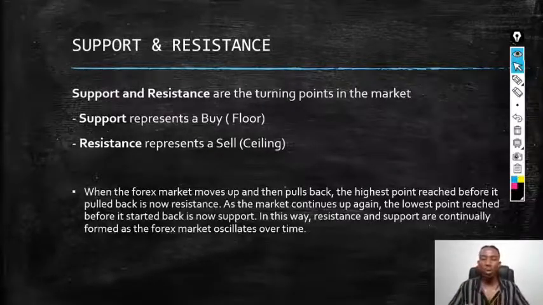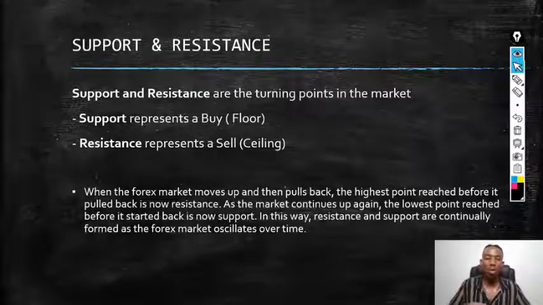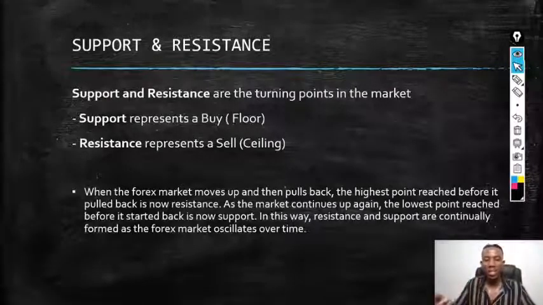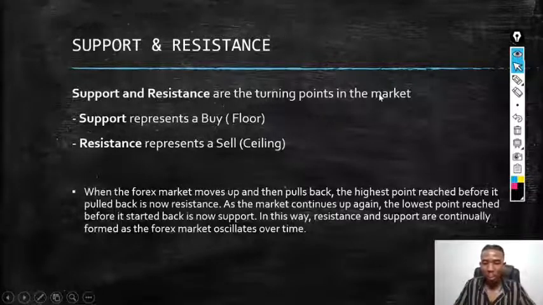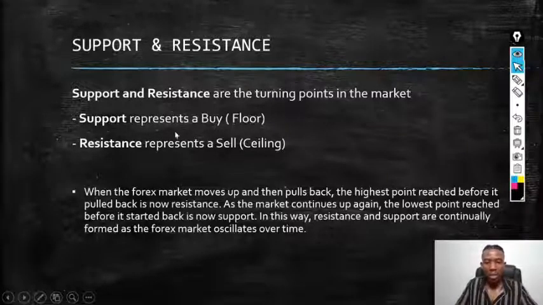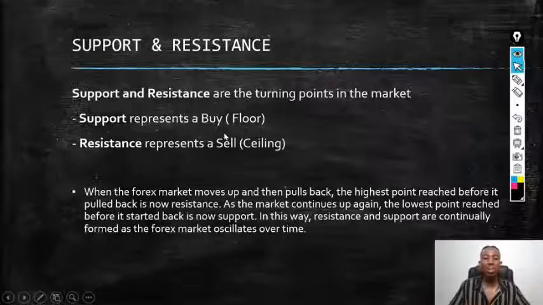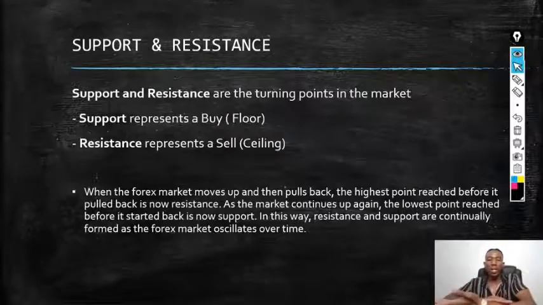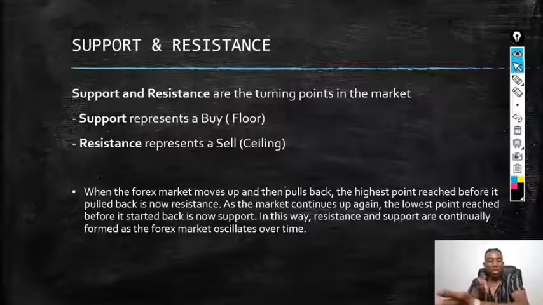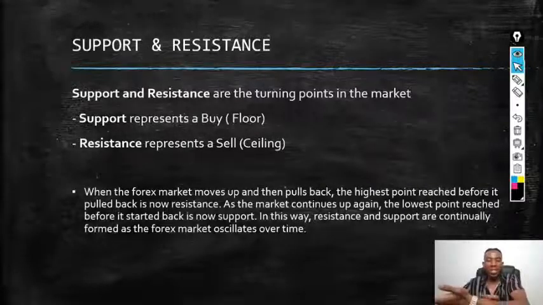There is no strategy in the world that can be formed without understanding what a support and a resistance are. So firstly, support and resistance are turning points in the market. Support represents a buy, meaning you can think of a support as a floor. Let me show you an example of what I mean. Let's say we're at the floor right now. We should always be above this floor and never below. Hence it's a support. It always supports the market going up.